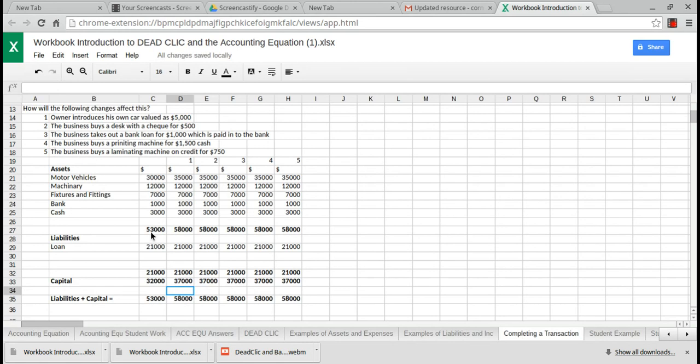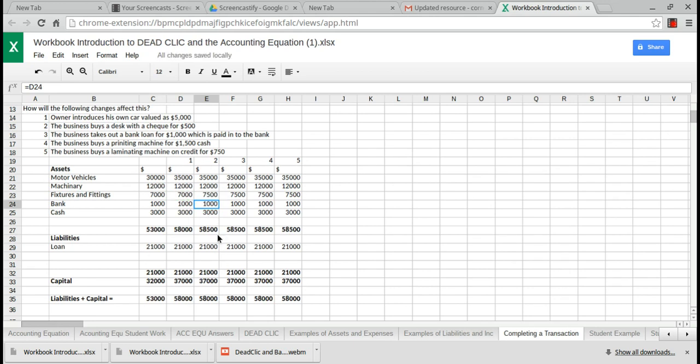Okay, and what you notice here, to start off with, the business had $53,000 worth of assets, and it also had $21,000 of liabilities, and it had $32,000 of capital. And if we add those two figures together, 53,000, it's going to be the same as the value of the assets. The business now decides to buy a desk with a cheque for $500. Well, quite clearly, that's going to affect the amount of fixtures and fittings. It's going to increase them by $500.